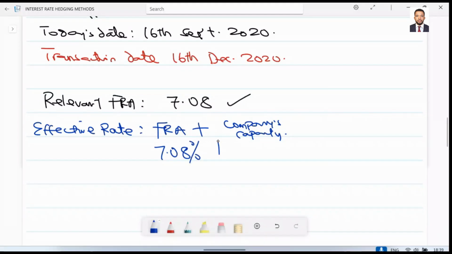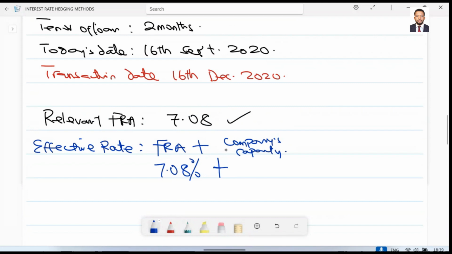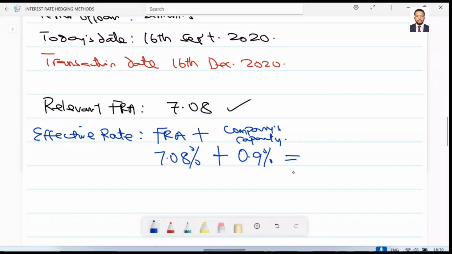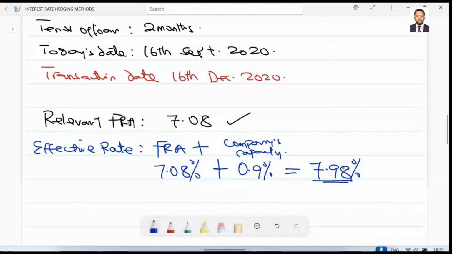7.08% plus the capacity is how much? 90 basis points, same thing as 0.9%. So 0.9%. That gives 7.98%. This is my effective rate. Please, I'm not following. You are showing them things, and we are online now. You are saying, I don't know how the 0.9% comes about.